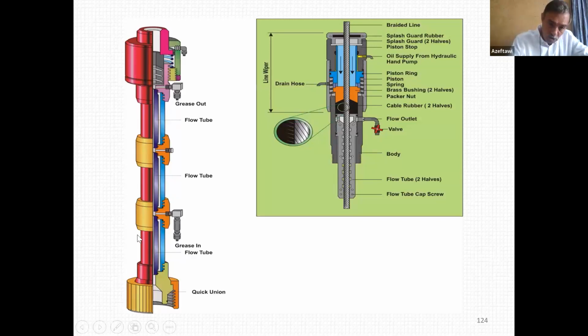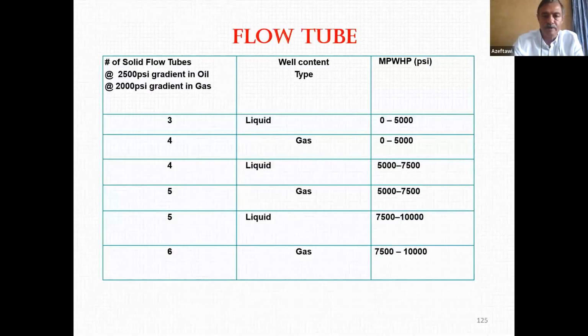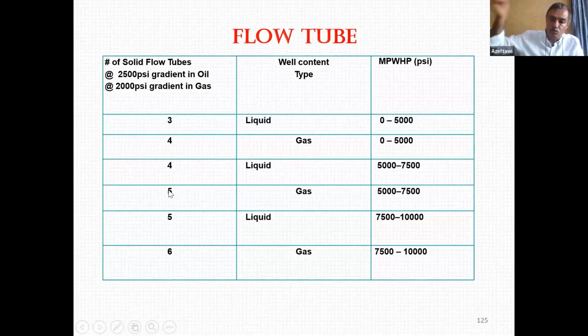But the lowest flow tube here, the one we put below the grease inlet, actually has another function. It has a clearance of less than 0.005 of an inch to minimize the loss of grease into the well. The volume is less, so it minimizes the loss of grease. You see here, for example, if you are using a well category from 5,000 to 7,500 psi, if it is liquid, we'll use 4 flow tubes. With the same pressure, if it is gas, it is 5 flow tubes, so 1 more flow tube.